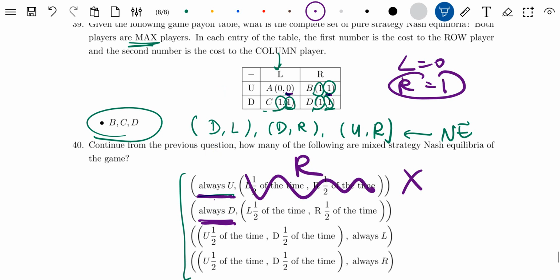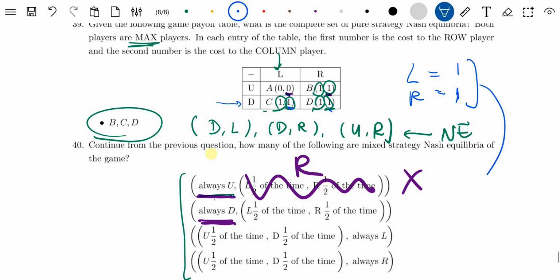Let's do the second one. Let me erase all of them and change the color. If the row player is always playing D, then if I play L, I'll get 1. If I play R, I'll get 1. So I'm indifferent. Indifferent means any mix is a best response. So in particular, this mix is a best response. So we're okay on this side. Now we're going to fix this and see whether always D is the best response. Let's actually check that.